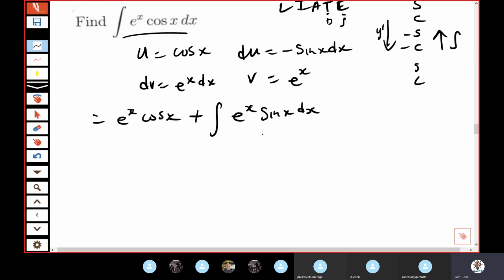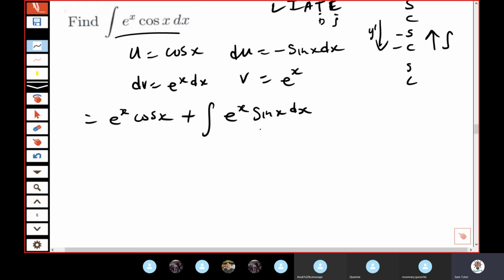How are we going to integrate this? Well, to integrate this, you've got to do integration by parts. Now, it's really important here, you must pick your u from the same family you chose u at the beginning. So if you chose an exponential first, you must choose an exponential first here.